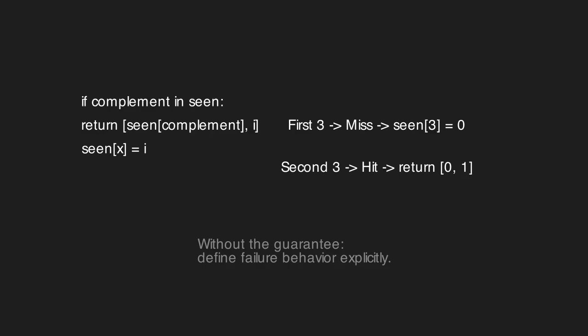Because the problem guarantees a solution, the loop will return during valid input. If this function were reused without that guarantee, production code should explicitly raise an error or return a documented sentinel.